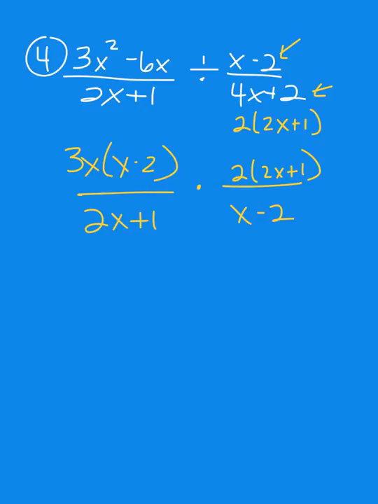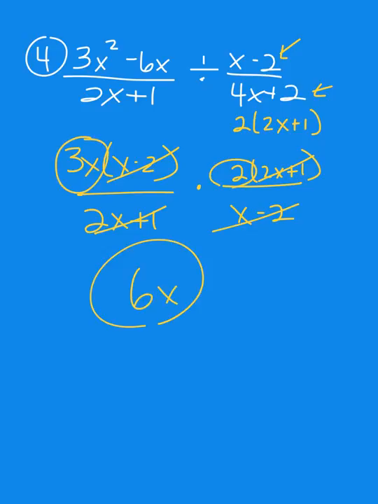Now at this point I have everything pulled apart that I can. I've factored what I can, so I realize what I can simplify. So I have 2x plus 1 is exactly the same. And then let's see what I have. I have 3x times x minus 2. Look, I have an x minus 2 here and x minus 2 there. So then I'm really just left with 3x times 2. So my final answer is 6x.